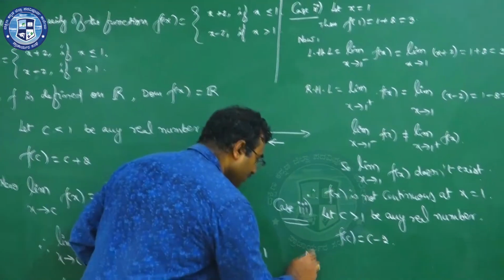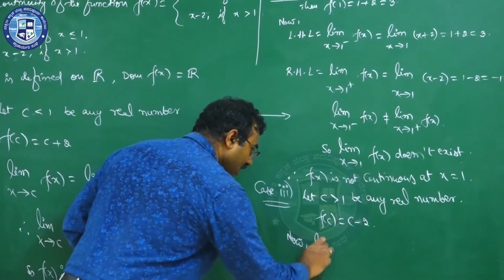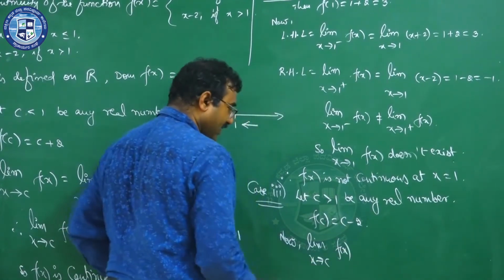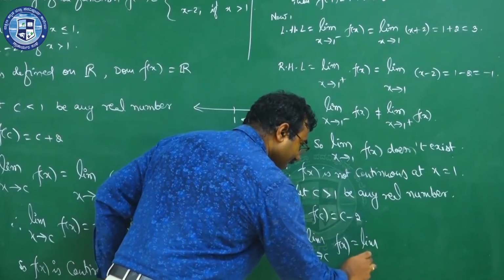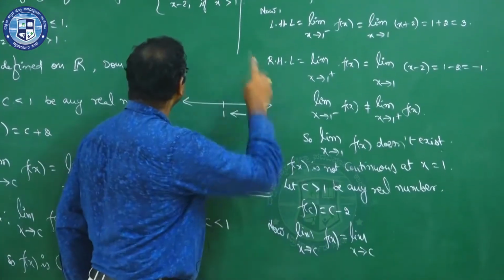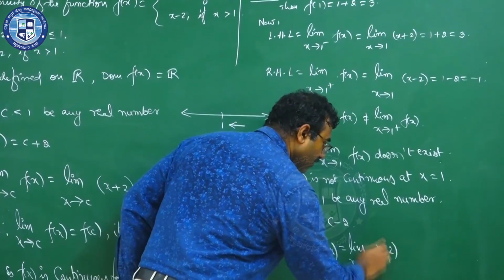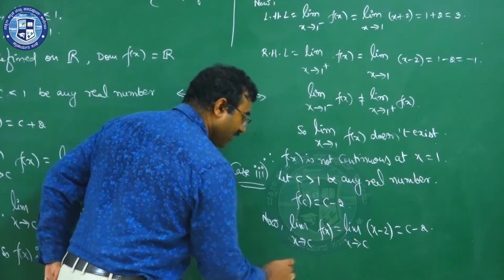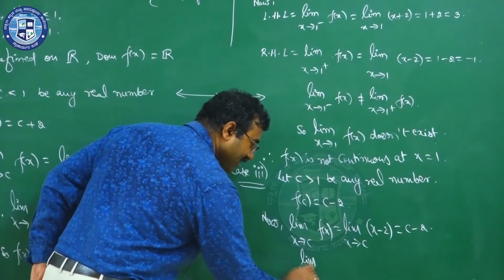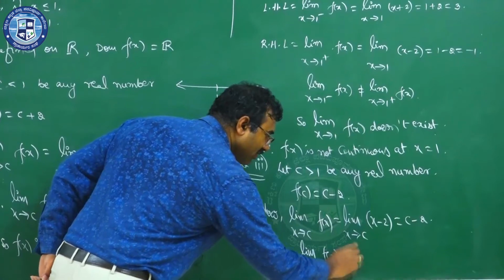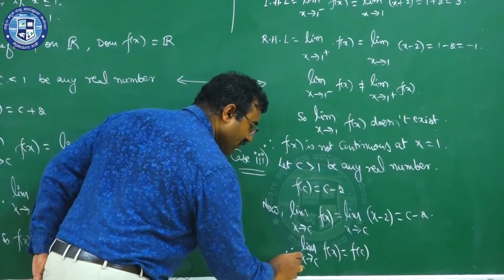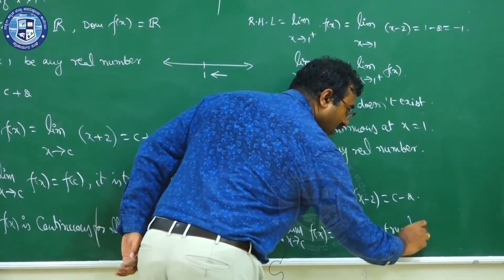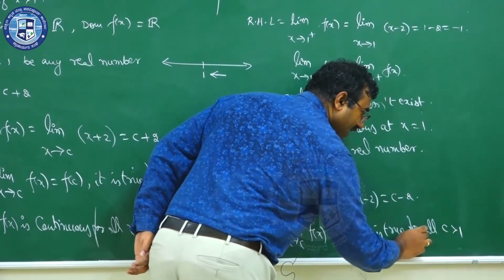So now limit x tends to c, f(x) is equal to limit x tends to c of x minus 2. So you are getting c minus 2. That means limit x tends to c, f(x) is equal to f of c, we got it. It is true for all c more than 1.